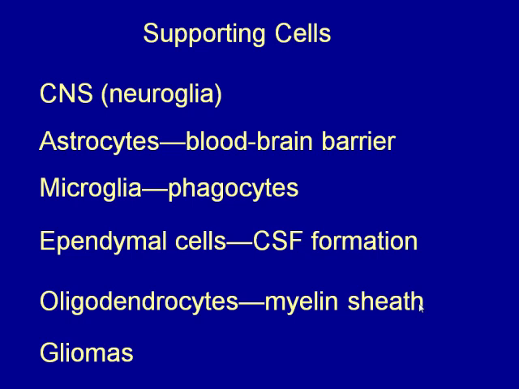Gliomas are tumors of these supporting cells. The glial cells are the only cells of the nervous system that can still divide. Neurons lose the ability to divide in young adulthood, but since these cells can still divide, these are the ones that are likely to undergo changes in cell division, and you'll remember that's how cancers are produced. So brain tumors typically involve one of these cell types, and they're generally called gliomas.